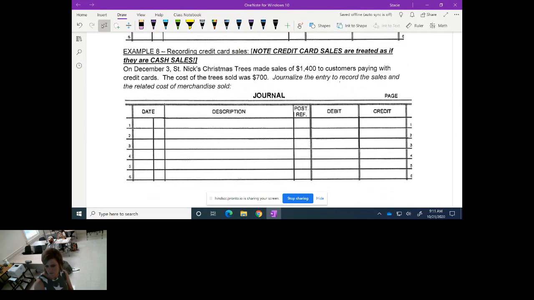Okay, so if it's a credit card sale, December 3rd, St. Nick's Christmas Trees made sales of $1,400 to customers paying with credit cards. Cost of the trees sold was $700. So journalize the sale and the cost of sales. We're just going to debit cash, even though it's credit cards.